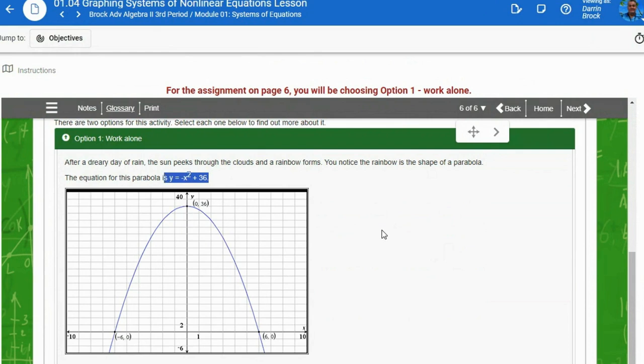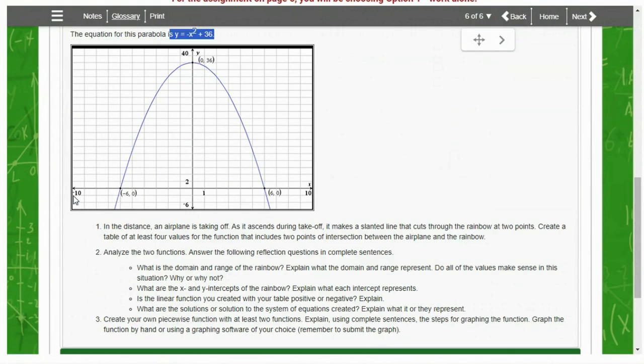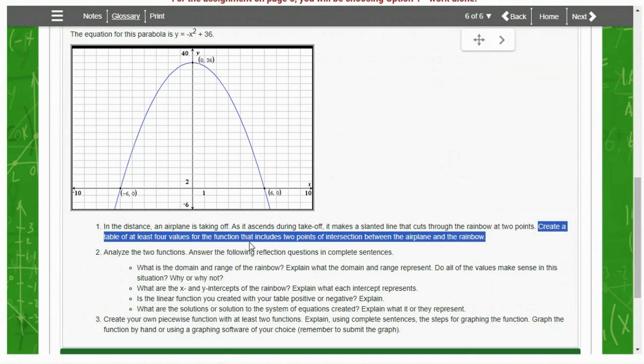So what you're supposed to do is say, okay, let's say that an airplane is taking off, whichever direction it's going, and it's going to pass through the rainbow in 2 places. The path of the airplane is going to go right through the rainbow. So you come up with an equation and figure out where that airplane goes through there. The first thing it says is create a table of at least 4 values. So you need 4 points on that airplane's path from your equation, including the 2 points where it cuts the rainbow. Maybe it cuts the rainbow right there and right there, whatever those points are.